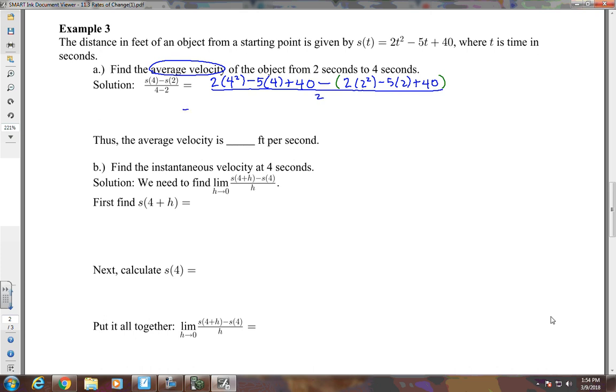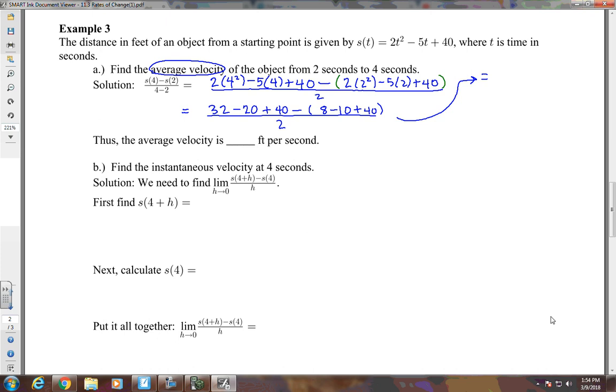So working through here little by little, we have 2 times 4 squared, which is 16, and 2 times 16 is 32, minus 5 times 4, which is 20, plus 40. Again, be careful here. Let's evaluate what's in parentheses, and then we'll subtract that quantity. We have 2 times 4, which is 8, minus 5 times 2, which is 10, plus 40, all divided by 2.